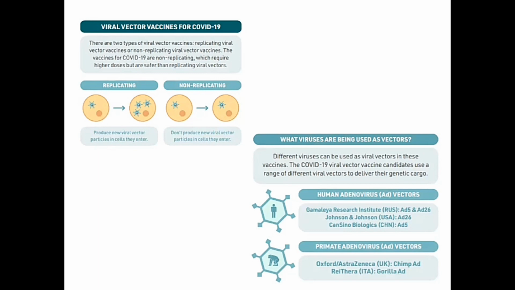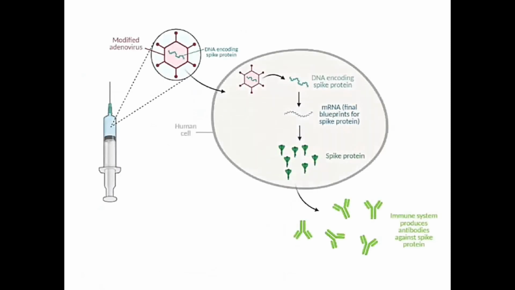There are also companies that use primate adenovirus as vectors. We have Oxford AstraZeneca, which uses a chimpanzee adenovirus, and Reithera, which uses a gorilla adenovirus. As seen in the picture, the vaccine contains a modified virus, the adenovirus. The adenovirus has been modified so it is now harmless because the disease-causing genes are removed and replaced with a therapeutic gene that contains genetic material to make the spike protein.